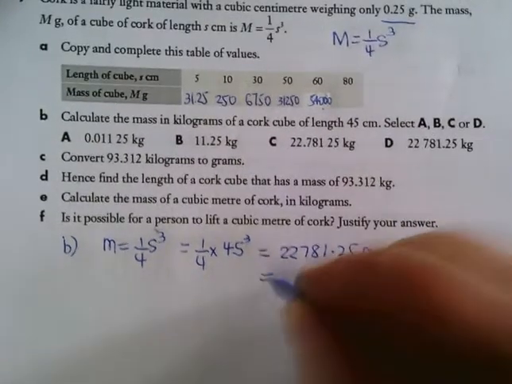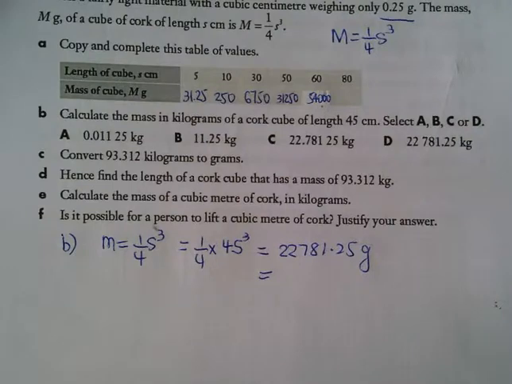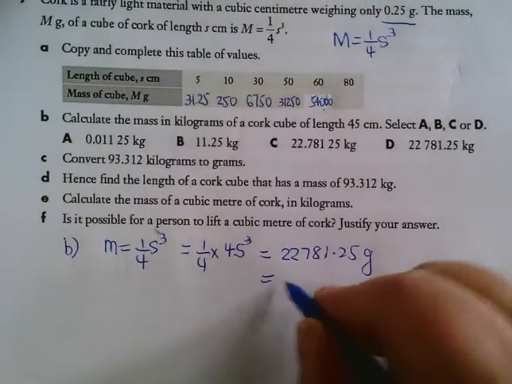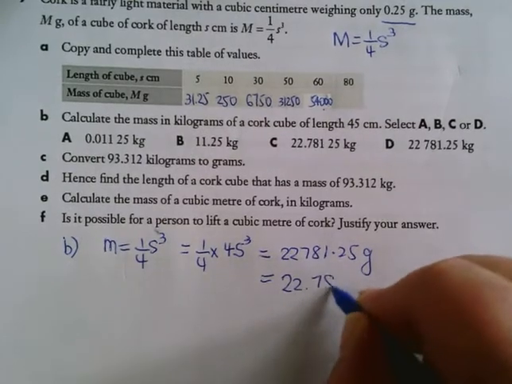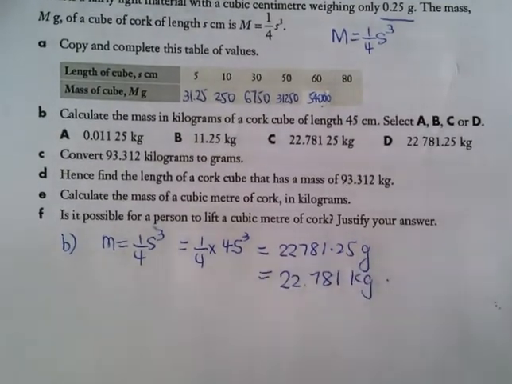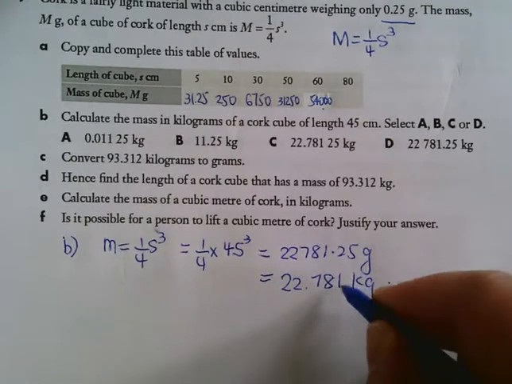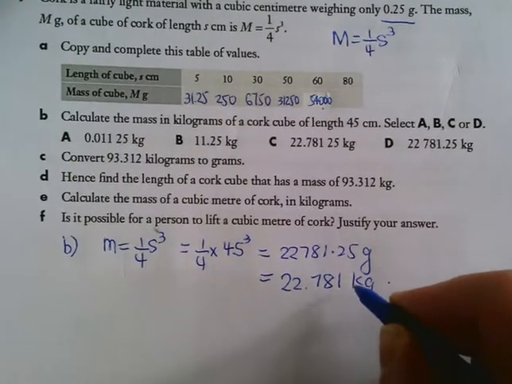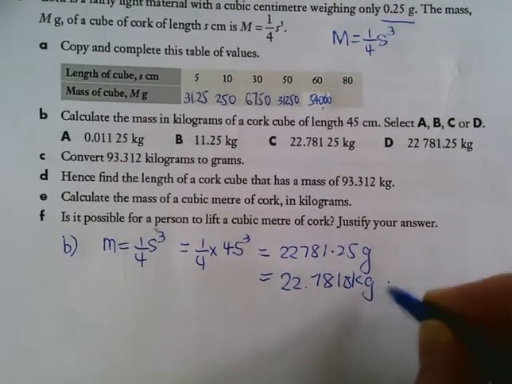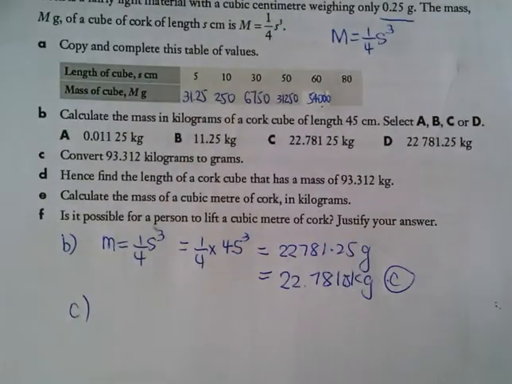0.25 grams. And then you read the question carefully and it says calculate the mass in kilograms. What do you get? The last one? 22.7. Okay, good. All right, keep going.